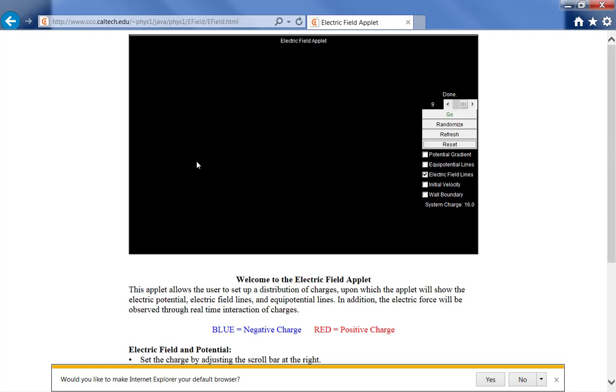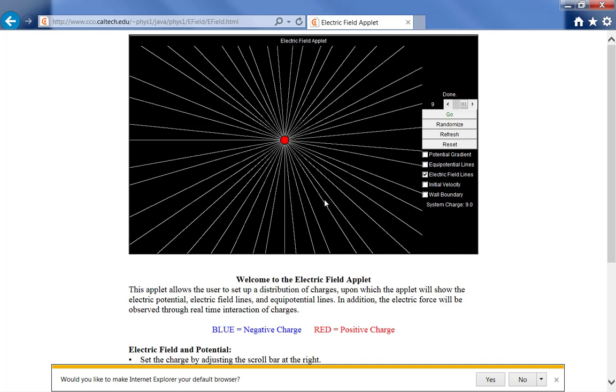Now, this simulation does not use arrows to represent the direction of the field. Instead, it color codes. So negative charges are blue, positive charges are red. Right now, I have it set to give me a positive charge of 9. Maybe it's 9 coulombs. I don't know. There's no units there, but we'll go with it. And so it does point radially outward, as I said it should on the last slide.